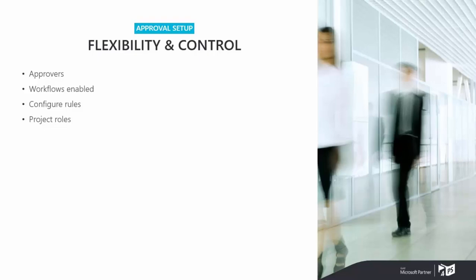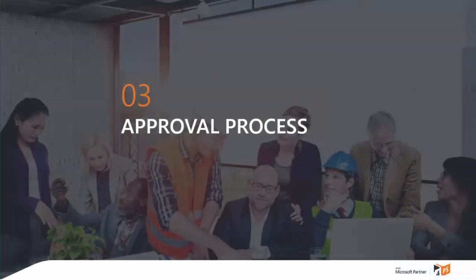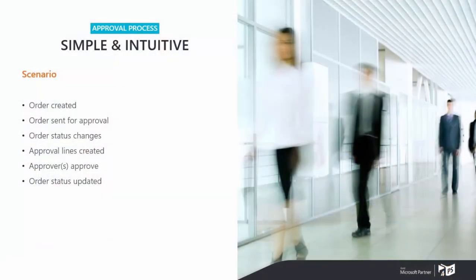and we've covered those, the approvers, the workflow enabled, the configured rules, the project roles are all good. The next thing on here is actually the day-to-day process. Okay, so what we're going to do is put on an order. We're going to create an order. We're going to send it for approval. We're going to see the status changing through the process.